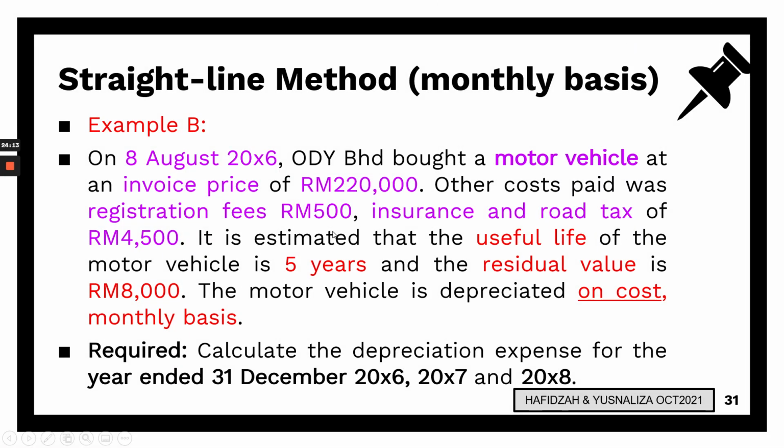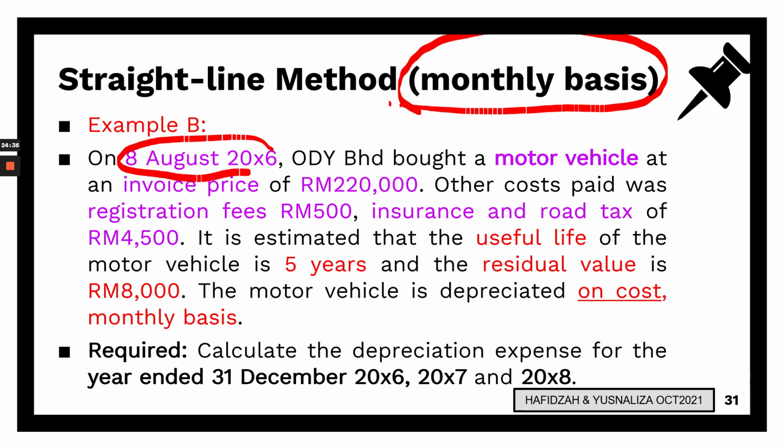The second one is about straight line method. The same information, exactly the same information, only that now it is a different one. You have 8 August 2006. OD Berhad bought a motor vehicle. So the date is 8 of August. And remember, monthly basis means you are going to charge depreciation based on month of ownership. So this is going to take care of the part of month of ownership.